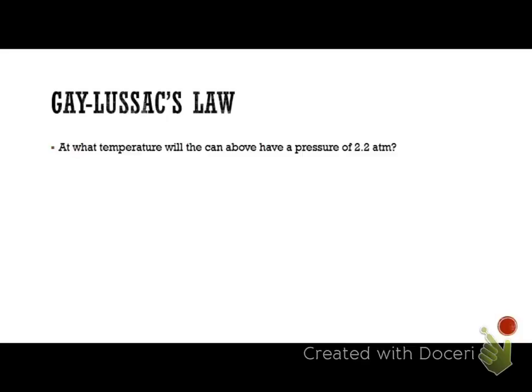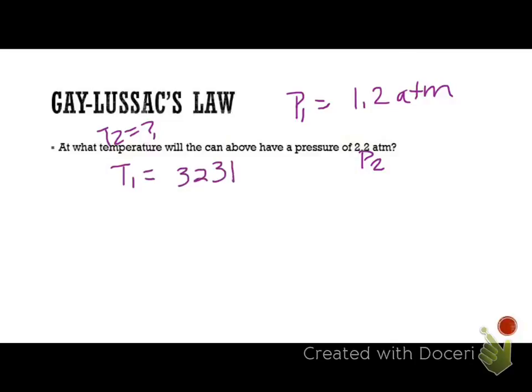In this one, it says, at what temperature will the can above have a pressure of 2.2 atmosphere? So this is a continuation on the previous problem. From the previous problem, we said that P1 was 1.2 atmosphere, and this will be our P2, what they gave us. And then our T1 temperature, because we're looking for T2 now, because it's saying, at what temperature would it be above 2.2? So T1 from the above problem, we said was 323 K, or Kelvin.